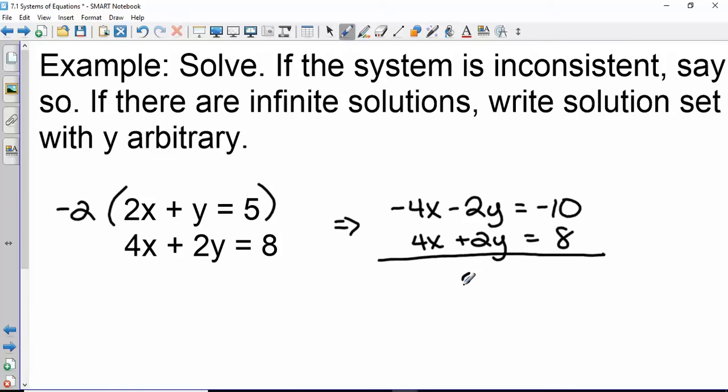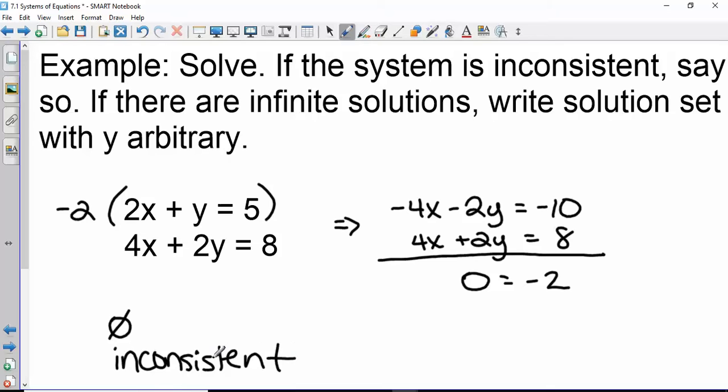So my x's cancel and my y's cancel. So I'm left with 0 equals -2. 0 does not equal -2, so it's inconsistent. So what I expect you to write here is no solution and inconsistent. So the technical answer is no solution, but on these I will say to identify any inconsistent systems. So when you get no solution, it is an inconsistent system.